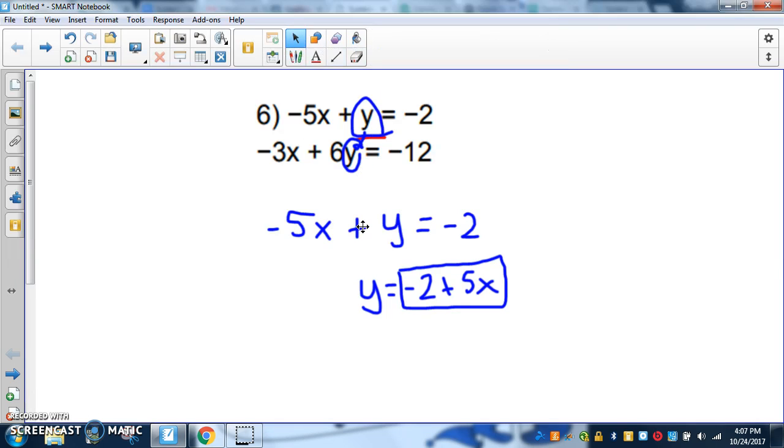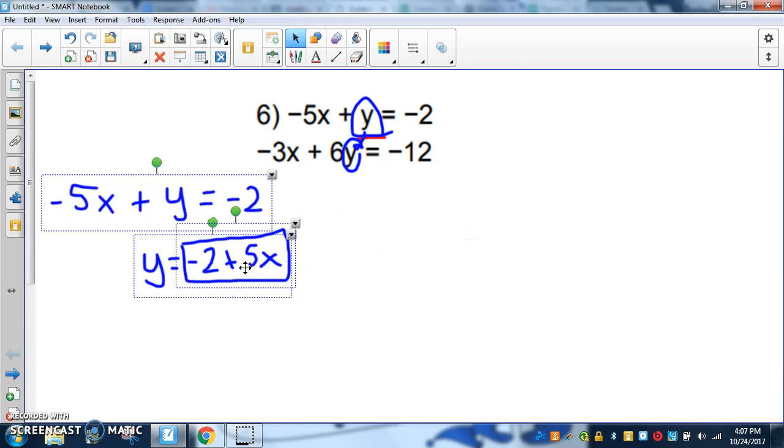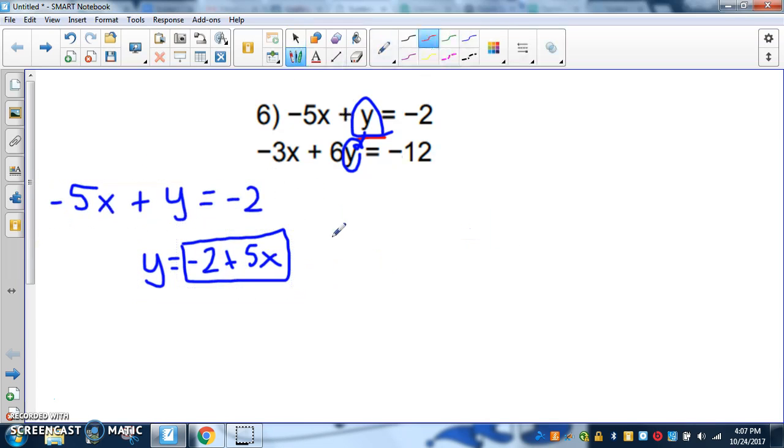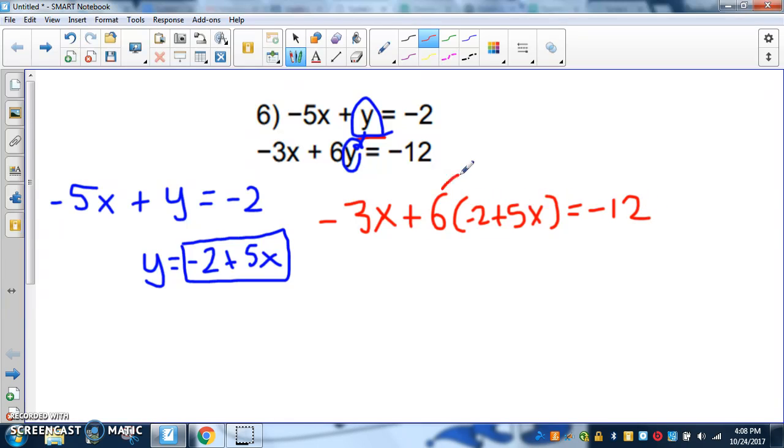So I'm going to go ahead and rewrite that second equation. Do that in a different color. But instead of y, I'm going to substitute. I'm going to replace y with what it's equal to, negative 2 plus 5x. Be sure to put this in parentheses, because since we're multiplying y by 6, I need to multiply everything that y is equal to by 6. In other words, I'm going to need to distribute. If you don't put it in parentheses, you might forget that step. You might forget to do it.